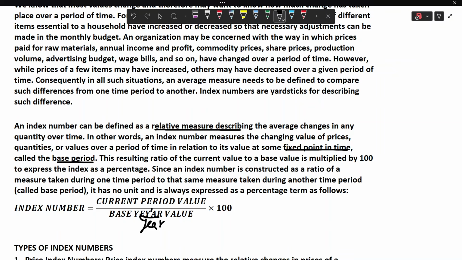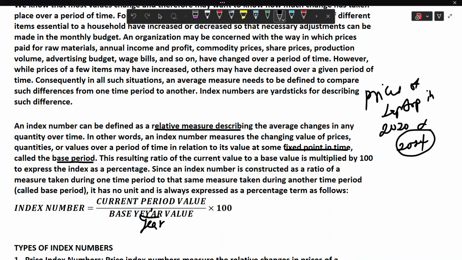Assuming we want to compare the prices of a laptop in these two periods, let's say in 2020 and 2024. So we are going to take the price of the current period, then divide by the price of the laptop in 2020, then multiply the answer by 100. Whatever you get.